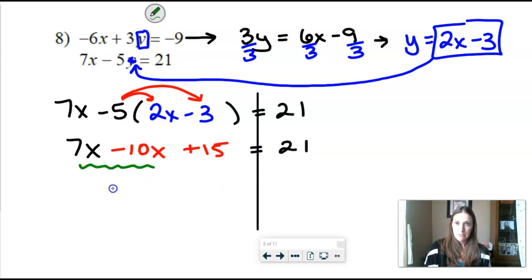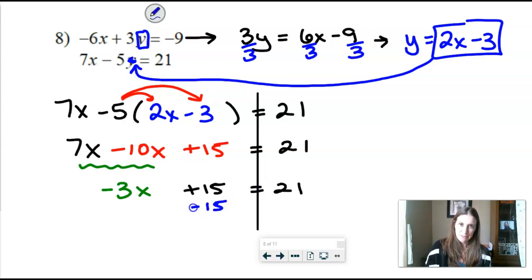Some like terms over here, smush these together. That's -3x plus 15 equals 21. We're going to subtract 15.